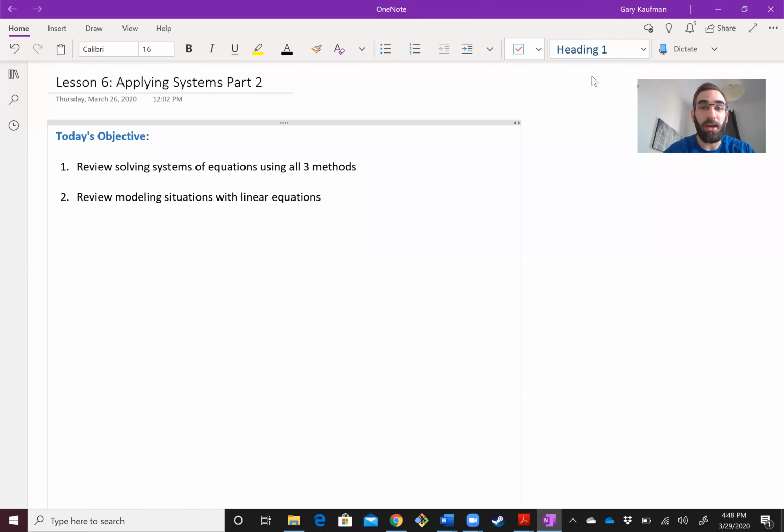Hi, everyone. So we have our lesson 6. This will be happening over 2 days. The objective is to review solving systems of equations using all three methods and how to model situations with those linear equations so that we can then solve.